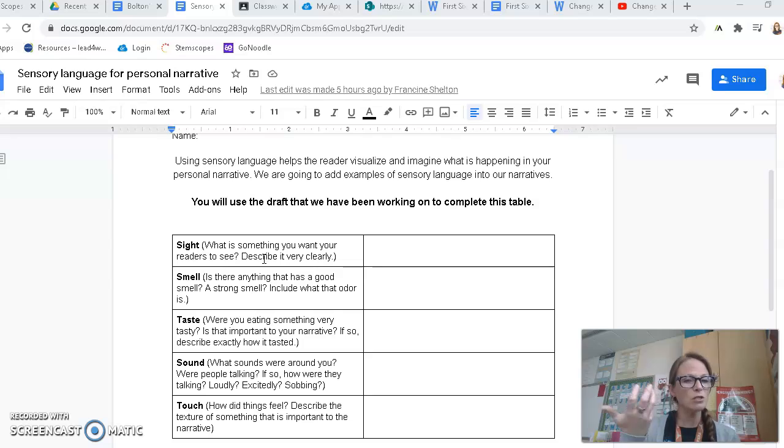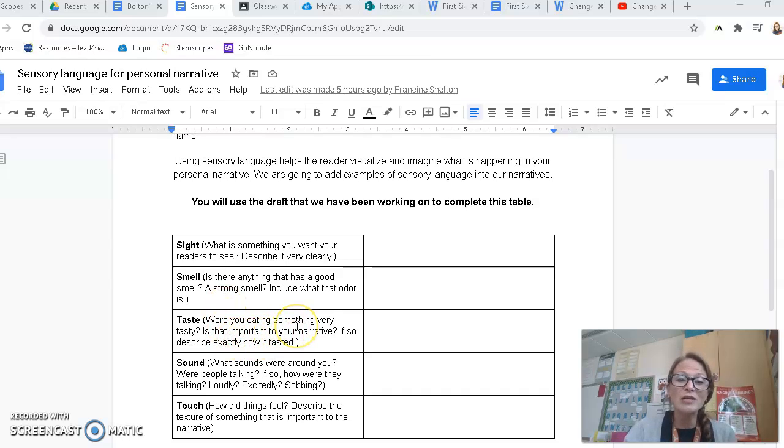It's when you want to describe something that you really want your readers to see, and you want to use very clear, precise language. When you're describing what something smells like, does it have a good smell, a strong smell? Did it smell like stinky feet? Did it smell like a garden of roses? Use very vivid language to help your readers understand the smell.